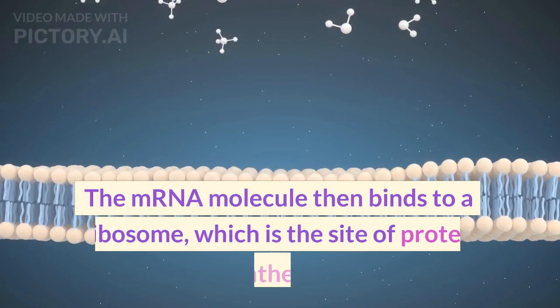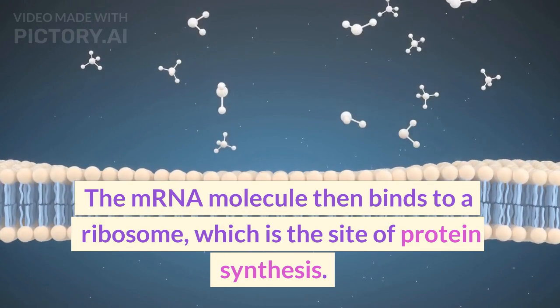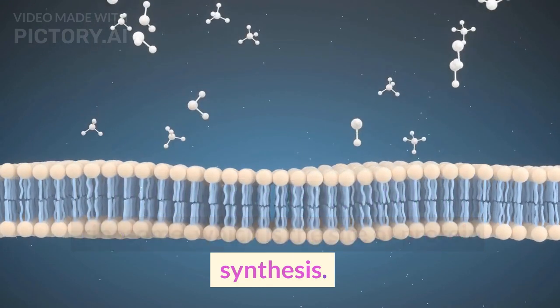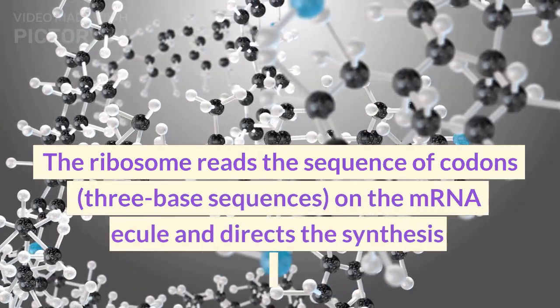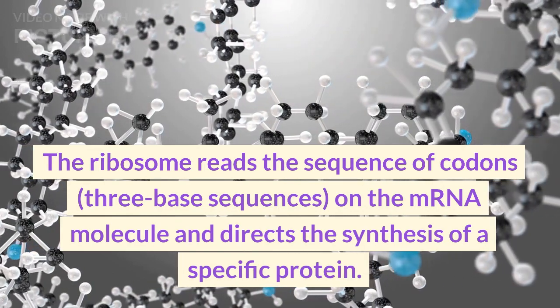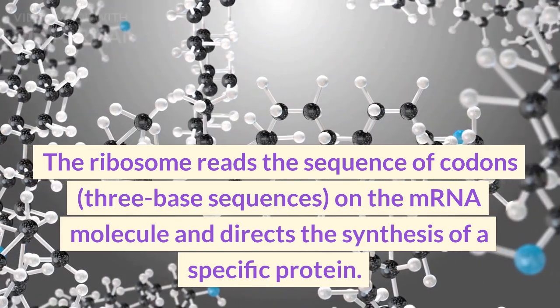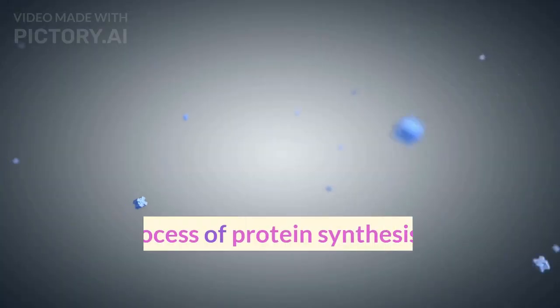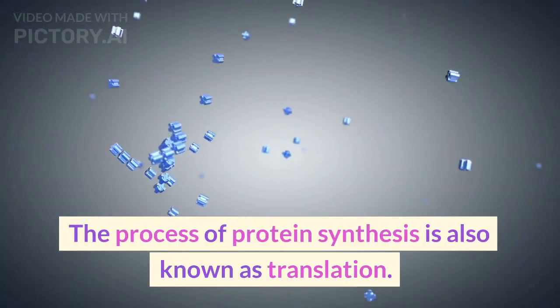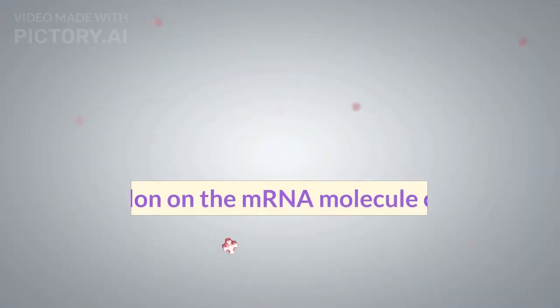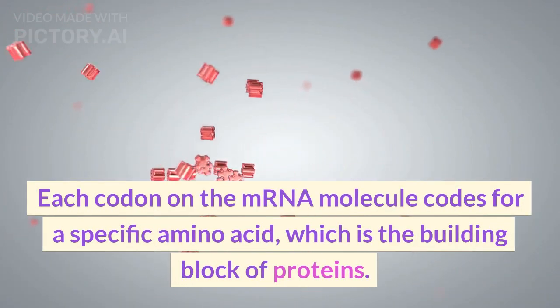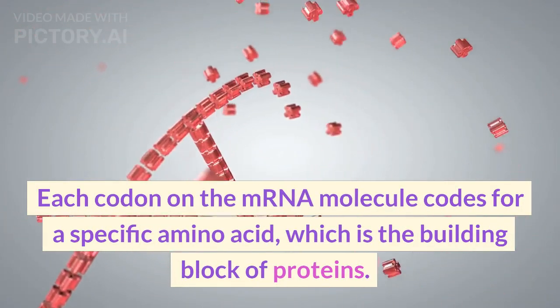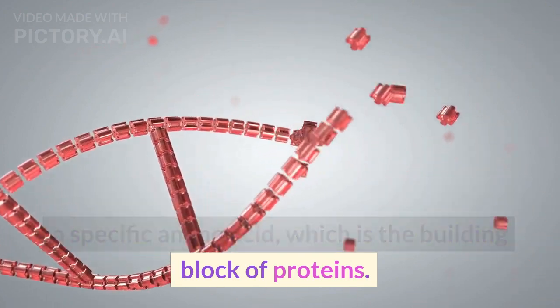Once the mRNA molecule has been synthesized, it leaves the nucleus of the cell and enters the cytoplasm. The mRNA molecule then binds to a ribosome, which is the site of protein synthesis. The ribosome reads the sequence of codons, 3 base sequences, on the mRNA molecule and directs the synthesis of a specific protein. The process of protein synthesis is also known as translation. Each codon on the mRNA molecule codes for a specific amino acid, which is the building block of proteins.